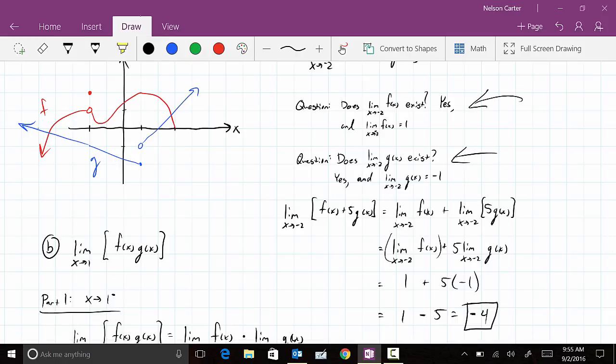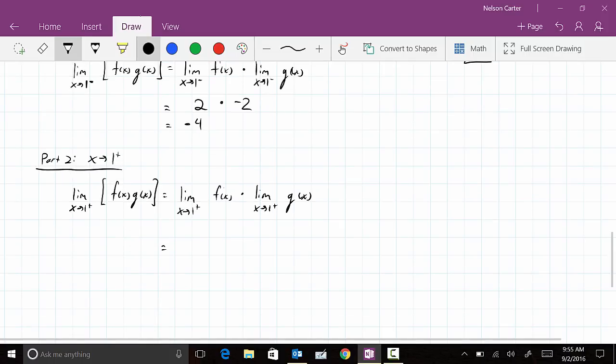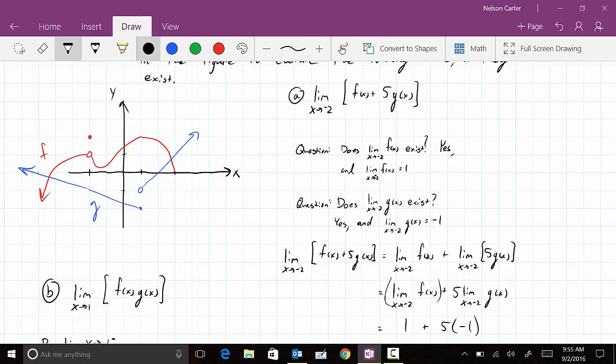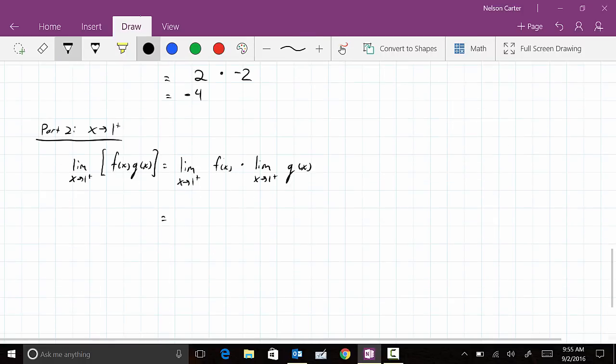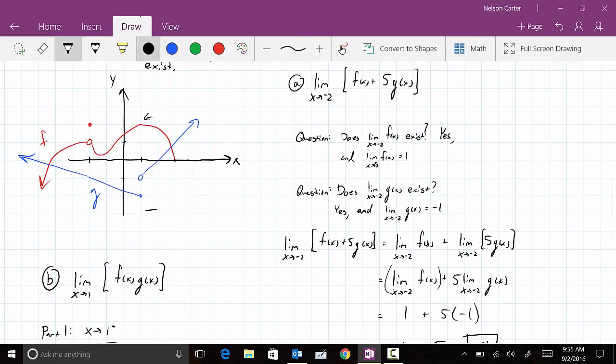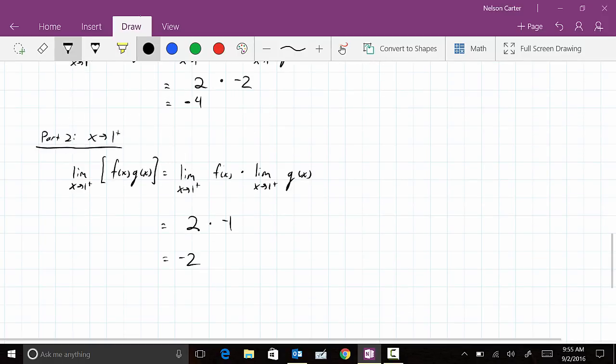Now you can write these sub-questions if you like. I was just trying not to make it so long, because I know a lot of you have really been able to understand one-sided limits from a graph. All right, so what is the limit as x approaches 1 from the right of f of x? If we approach 1 from the right for f of x, we're going to get 2. And then if we approach g from the right, that means we're on this part of the curve, getting closer and closer to negative 1. 2 times negative 1 is negative 2.